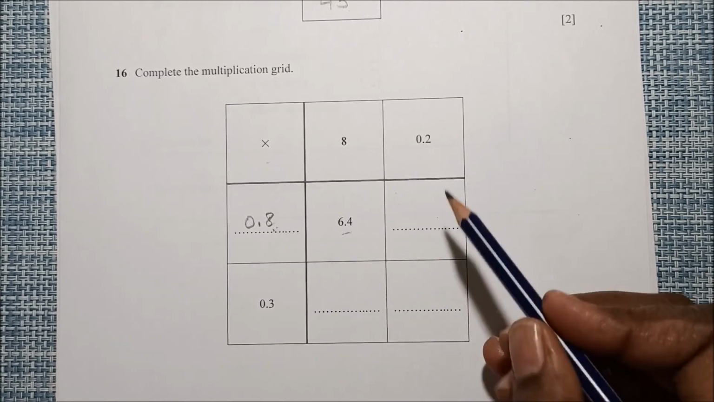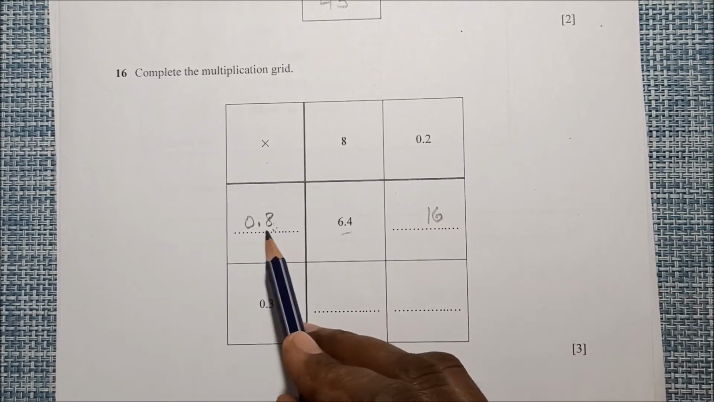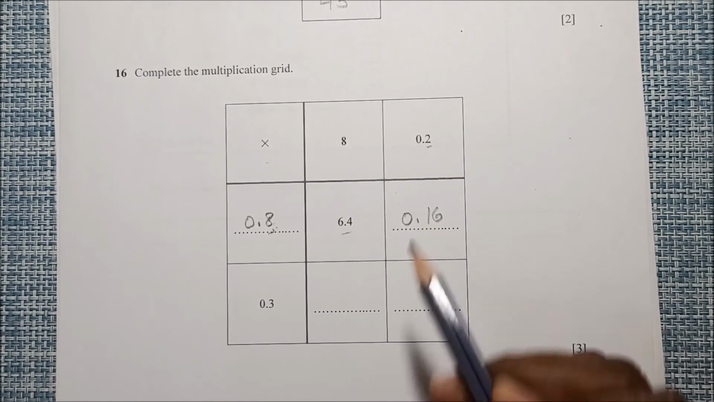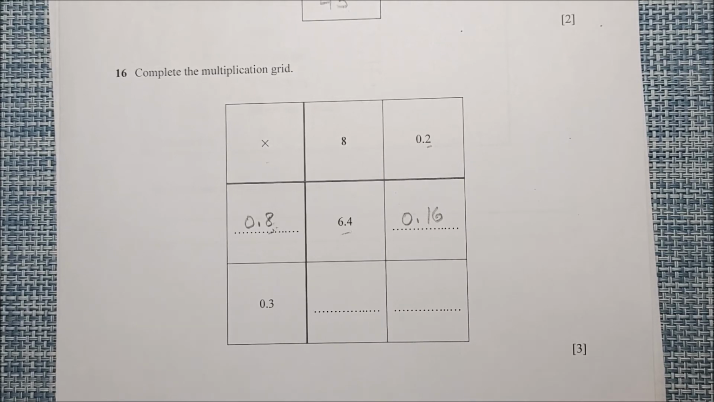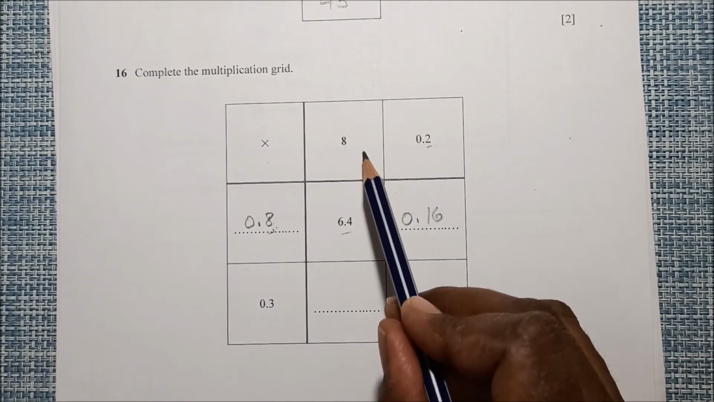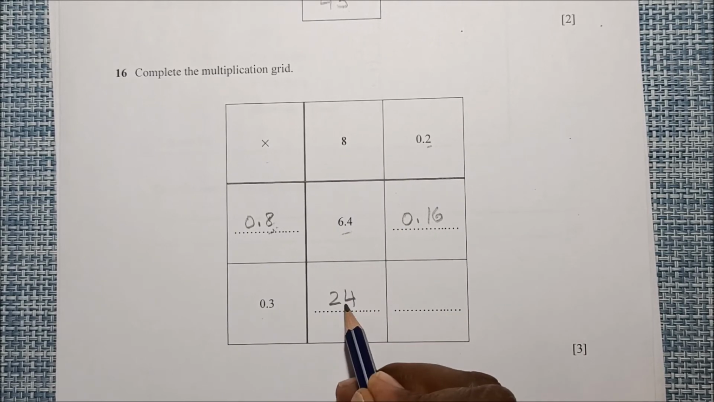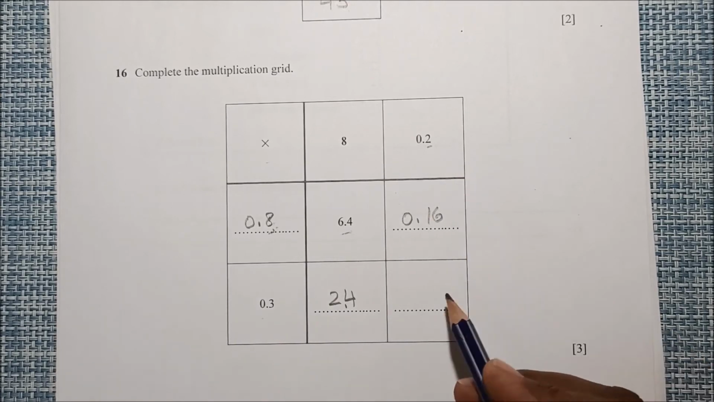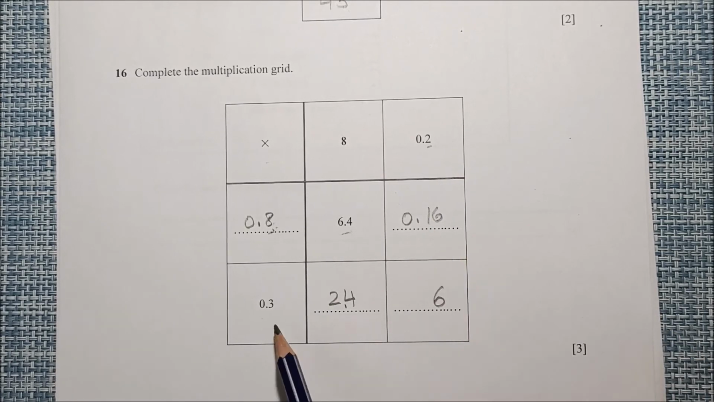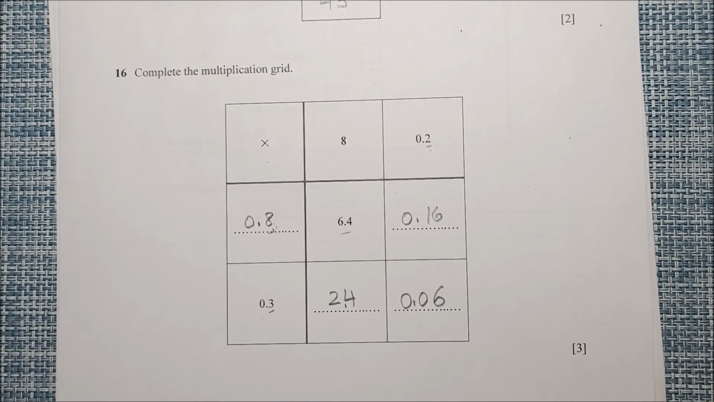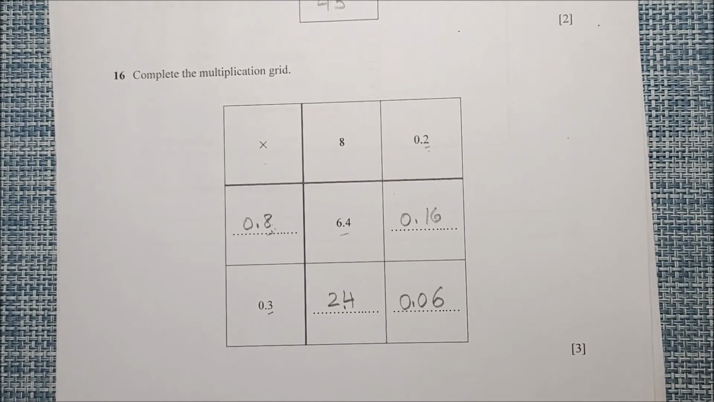So 8 times 2, 16. There are two decimal places, one here, one here. So 0.16. Now 0.3 times 8. 8 times 3 is 24. One decimal place, 2.4. 3 times 2 is 6. Two decimal places, one here, one here. So it will be 0.06. So this is question number 16.